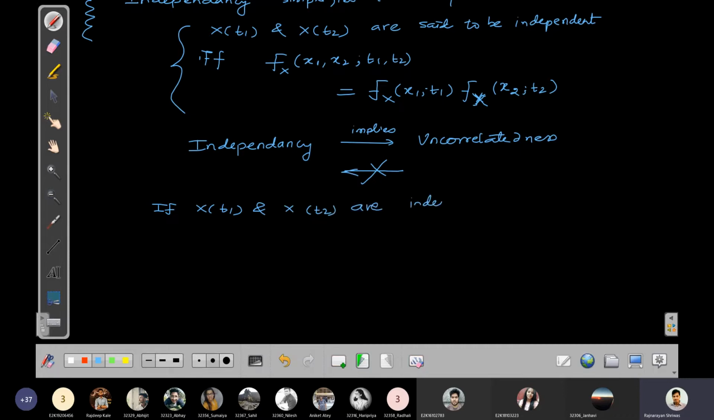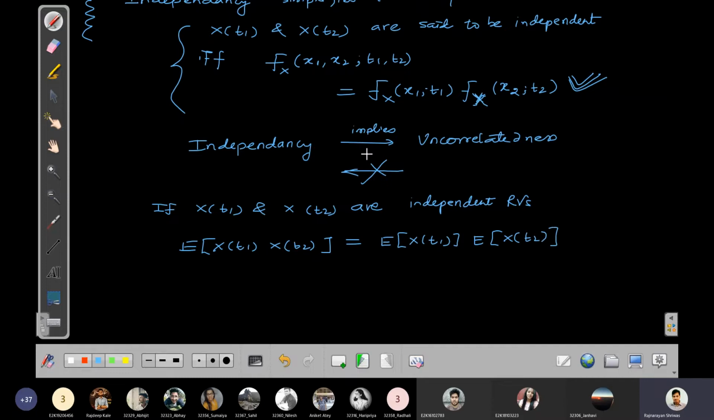are independent random variables, you can use this equation and then you can prove that this autocorrelation of X(t1) times X(t2) simply becomes expectation of X(t1) times expectation of X(t2), because if they are independent then they are also uncorrelated. If they are uncorrelated, it means the covariance is going to be 0. So uncorrelated is when covariance is 0.